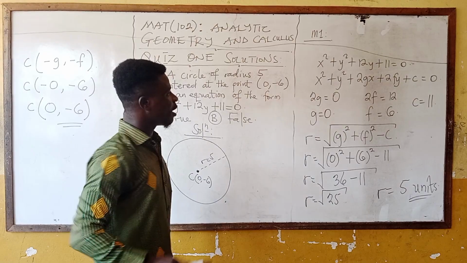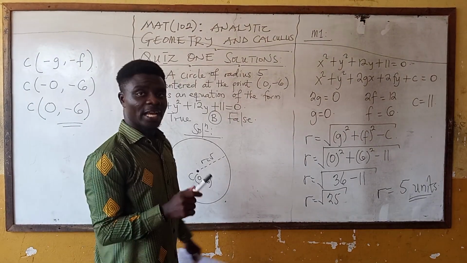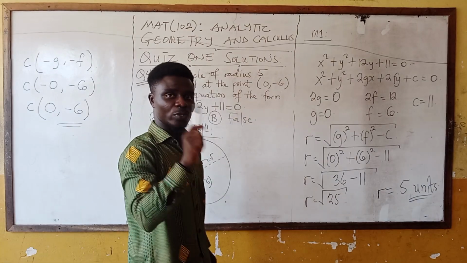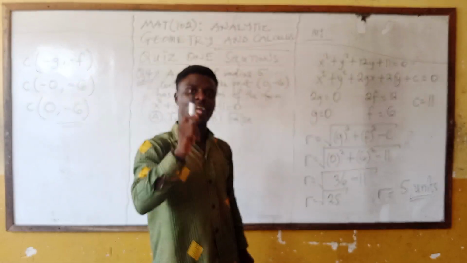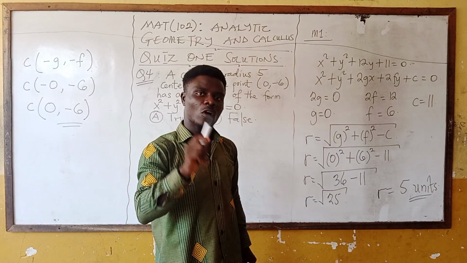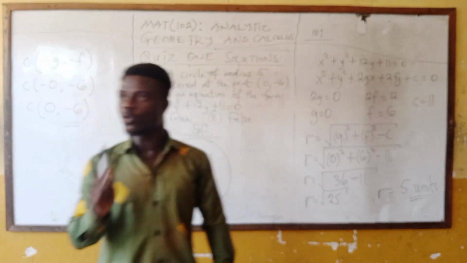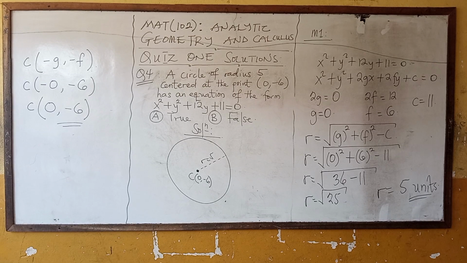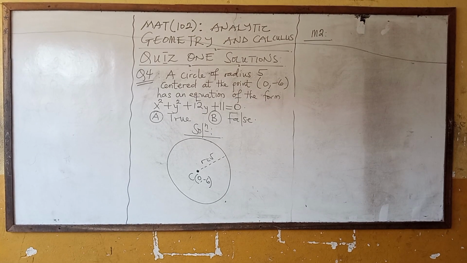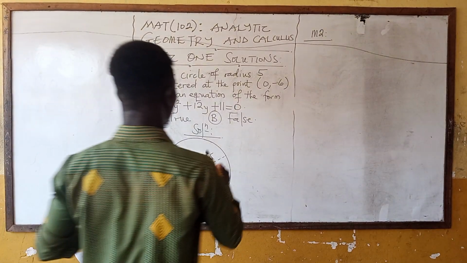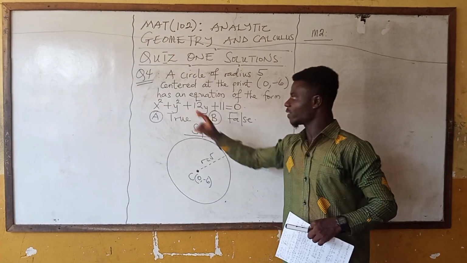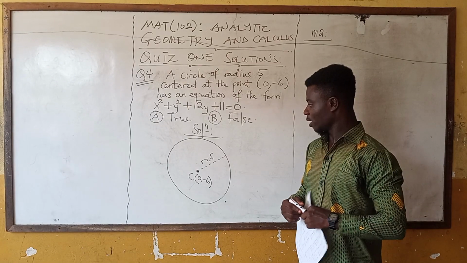So now let's see our method 2. This time around, we use the radius 5 and the center (0, -6) to find the equation of the circle. So now let's begin. Alright, so method 2, we are using the radius and the center to find the equation of this circle. So let's see whether it is true.